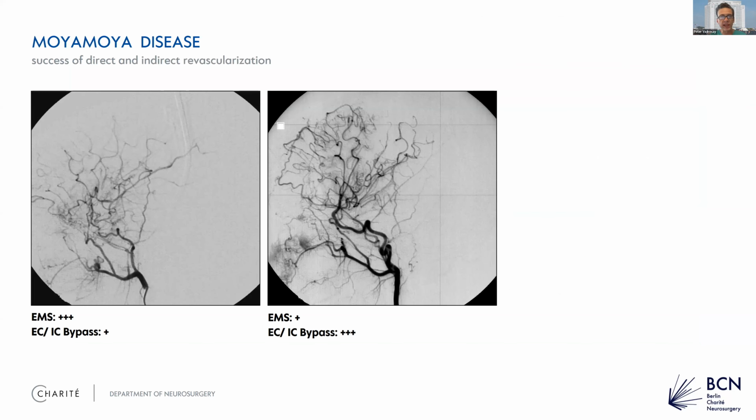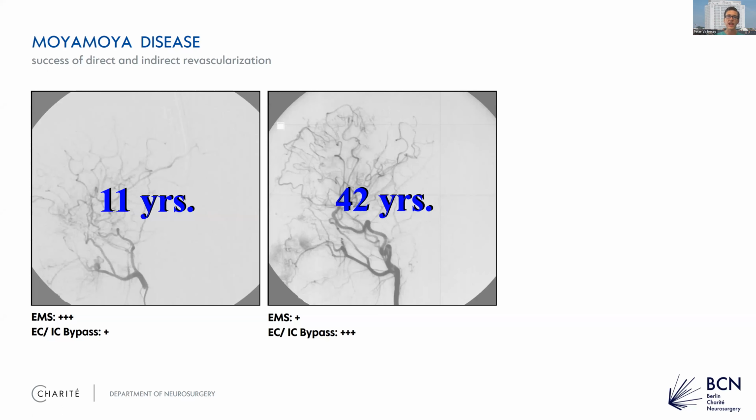So now coming back to the techniques, which technique is better? This is an example of a patient where we have performed a combined revascularization, and the result of the indirect technique of the encephalomyosynangiosis is more prominent than the direct anastomosis. On the other hand, this is a patient where the take rate of the muscle was not so impressive, but you can see the large STA, which is almost filling the whole MCA territory. The difference between these two patients is the age.